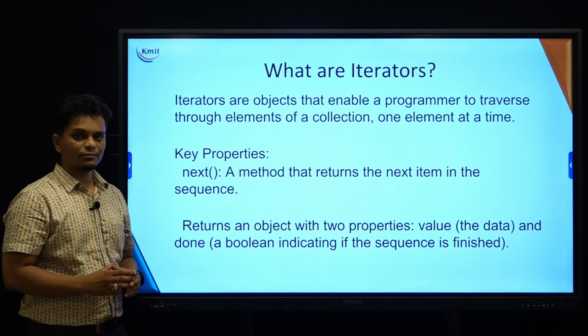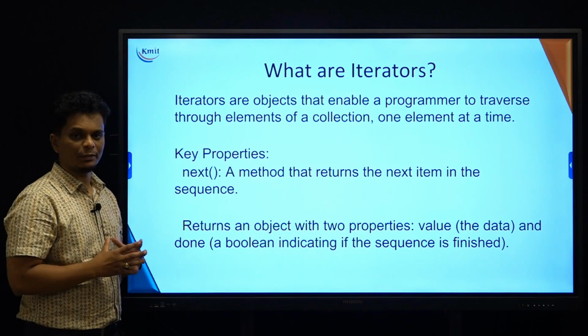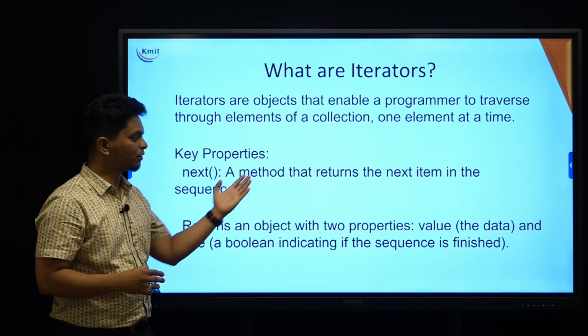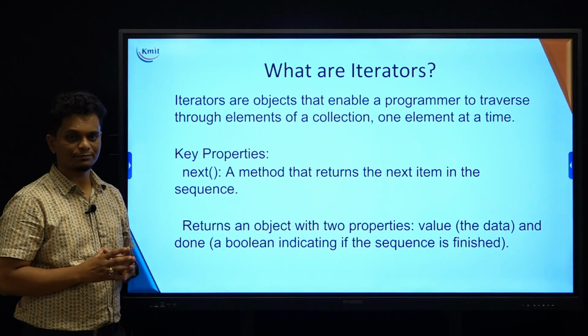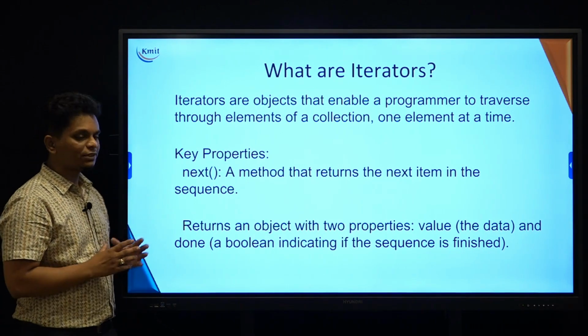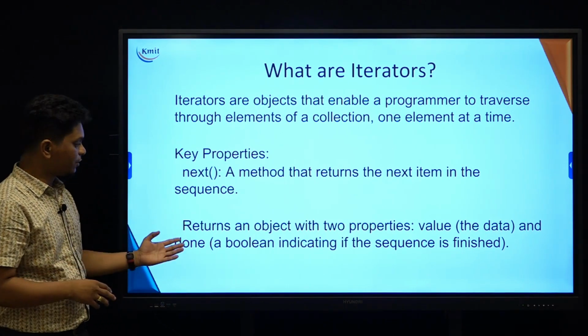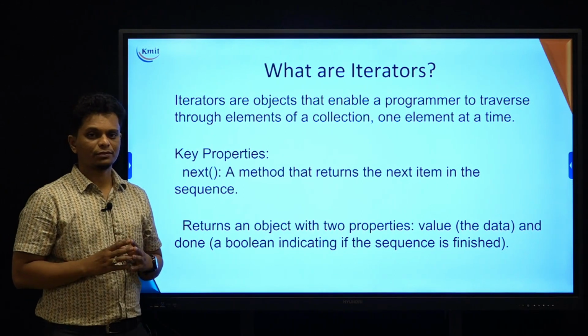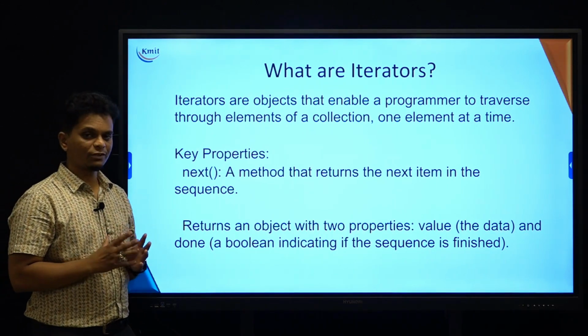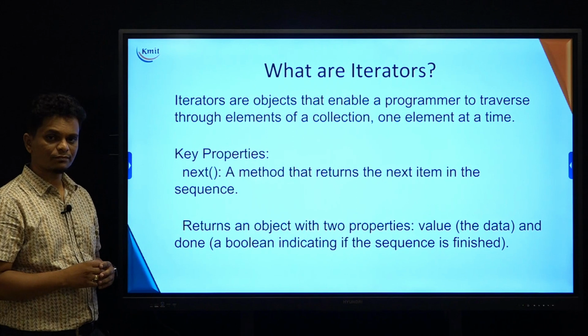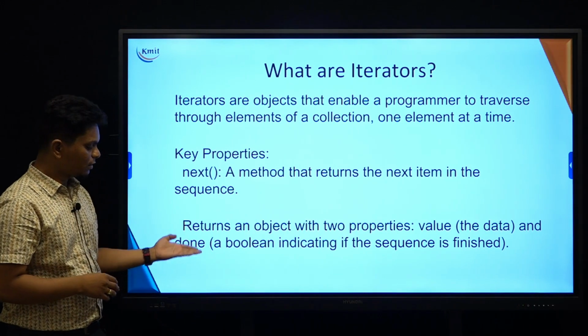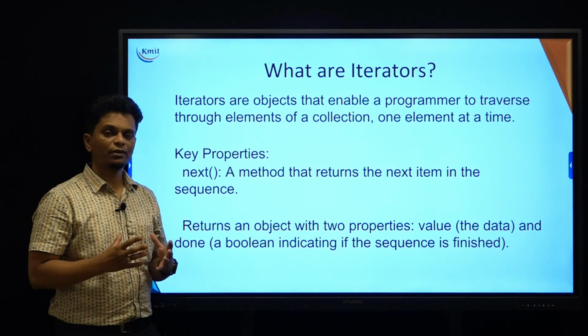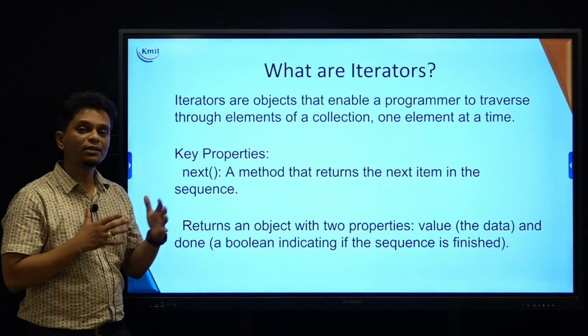Next method. It is the most crucial method that allows us to return the next item in the sequence. And what does it return? It returns an object with two properties. The first one is value and the second one is done. Done is a boolean indicating whether we have traversed through the complete list or not.